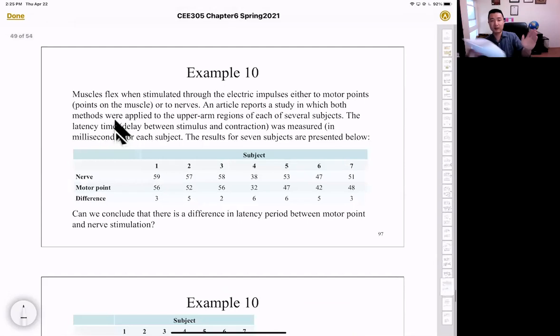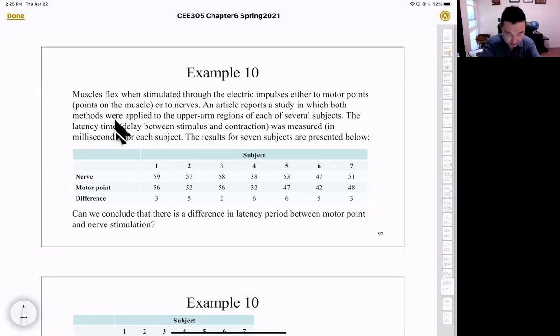So for pair data, depending on the sample size, for a large sample we use the z value and it is no longer required to be normally distributed. For a small sample, we use the t value and it is required to be normally distributed. So this is an example. When a table is given, we know this is for pair data.